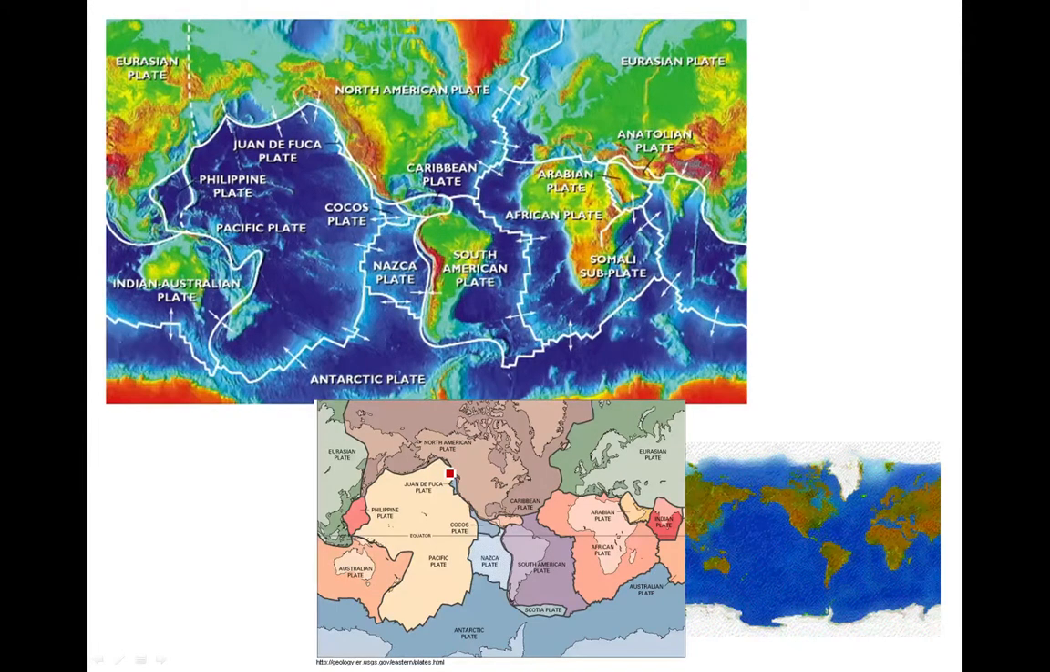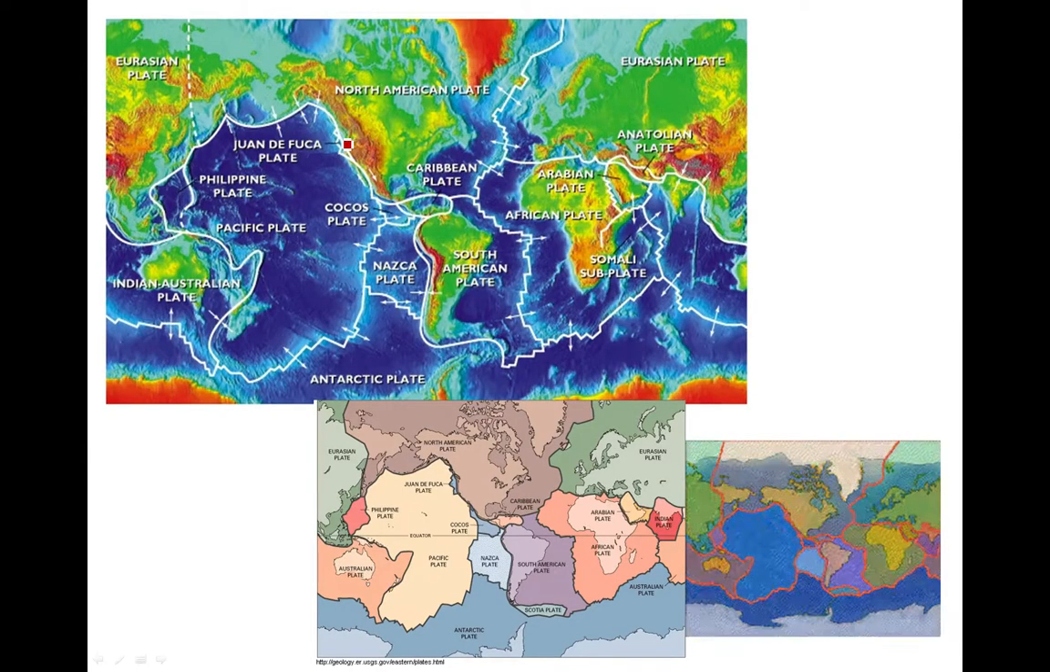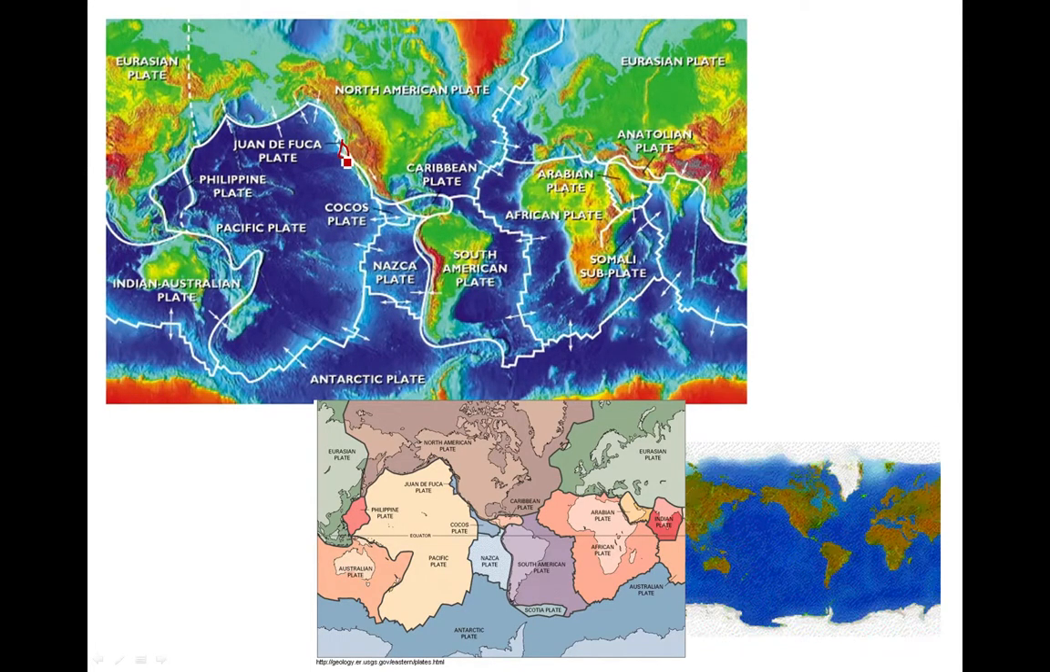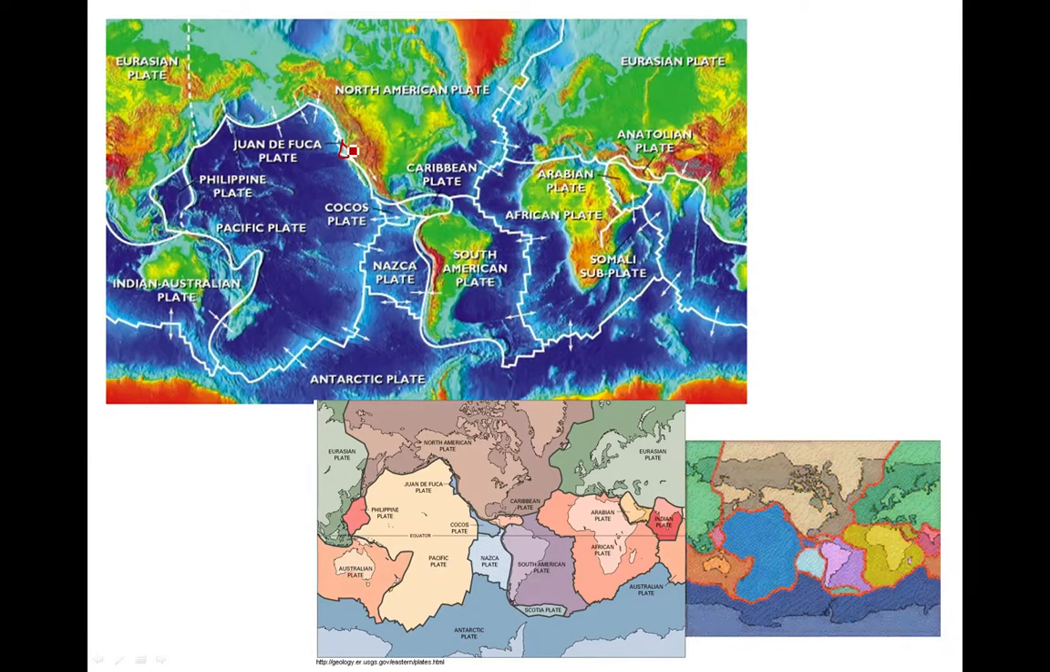I want you to add one more plate to your map. The plate that you're going to add is this one here, the Juan de Fuca plate. It's just off the coast of Oregon and Washington. And I want you to add it into your map because it's really important for the United States. That's what causes all those volcanoes in the Cascade Range. Mount St. Helens, Mount Rainier, and it causes all those bad earthquakes that they have up there. So I want you to add that one to your map.